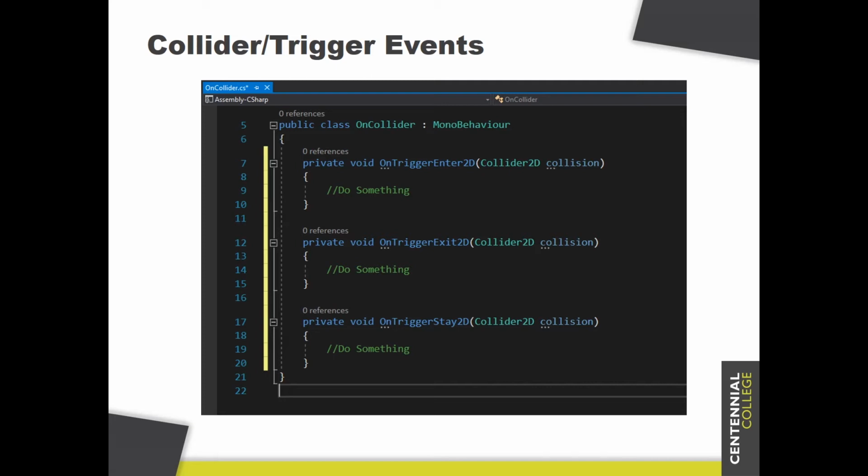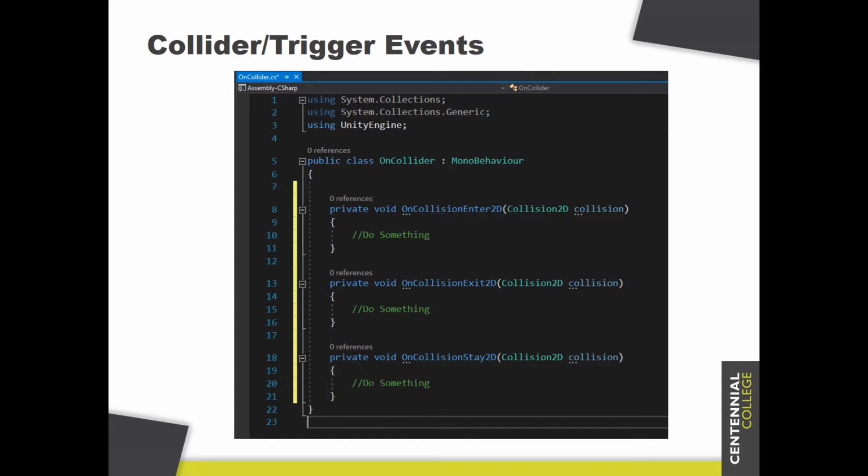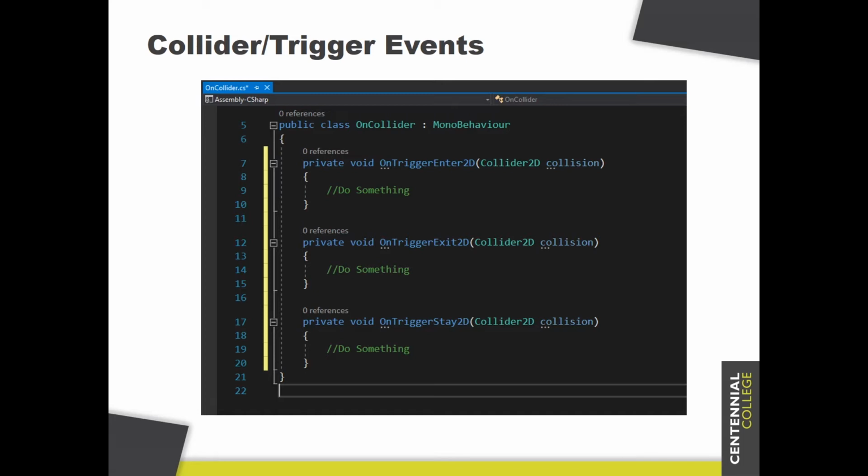Now, there is a very obvious difference in the two. In the OnTriggerEnter event, we have a Collider2D as the parameter, and in the OnCollisionEnter2D, we have a Collision2D. Okay, so it takes two different parameters, a Collision2D with the collision and a Collider2D with the triggered events. And in each case, you can do something. We'll take a look at this in code in just a second.